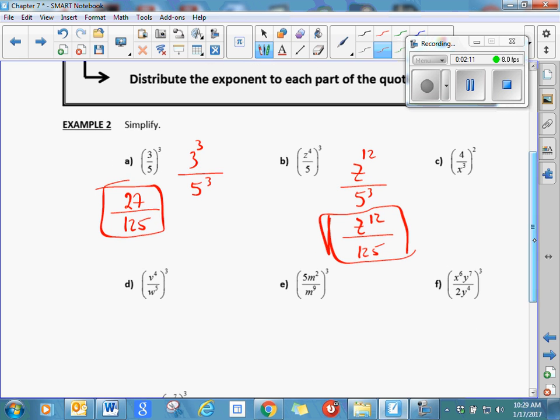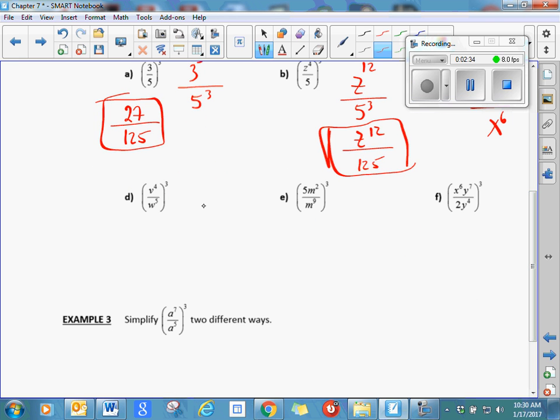Let's look at C. We're going to take 4 to the 2nd power. So that's 16 over x cubed times 2. So that's x to the 6th. That's our answer there.